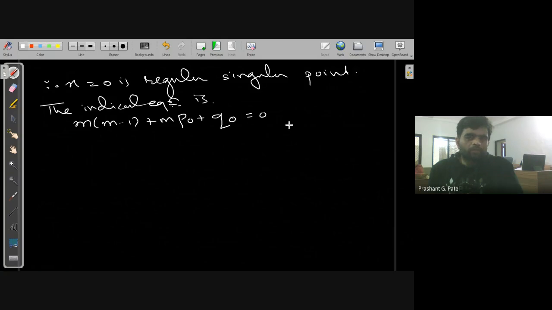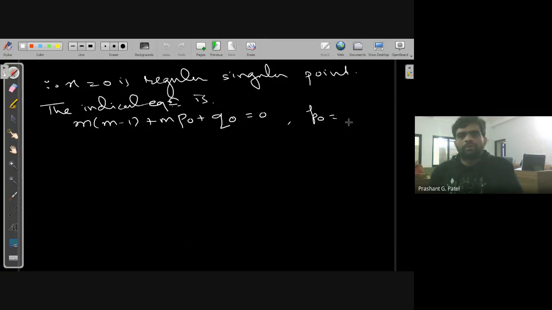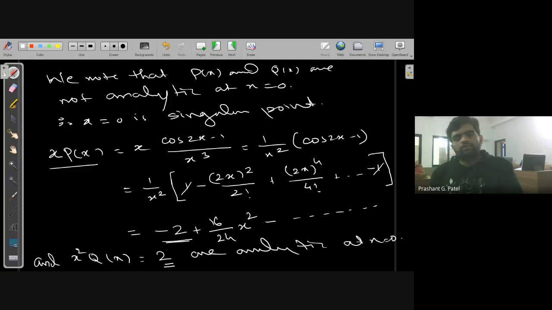What is the P0 value? P0 is the constant value in the series solution of x into P of x. So in x into P of x, the series is this, so -2 will be P0. And what will be Q0? Q0 is 2, which is a constant term.